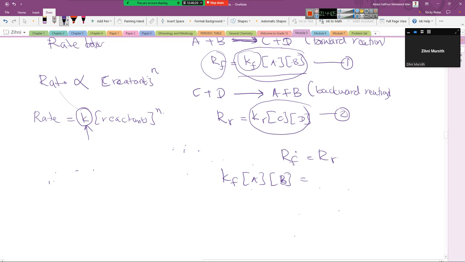Kr into the concentration of C into concentration of D, right? So I am going to rearrange the concentrations to one side and the constants to one side. So I bring this Kr to the denominator of the Kf, so Kf divided by Kr is equal to concentration of C into concentration of D divided by concentration of A into concentration of B. Can I write this way?